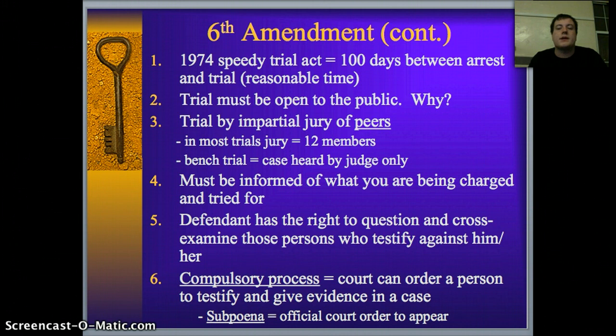The defendant has the right to questioning and cross-examination of those who testify against him or her, and the court can order a person to testify and give evidence in a case. This is what we call a subpoena. It's an official court order to appear.